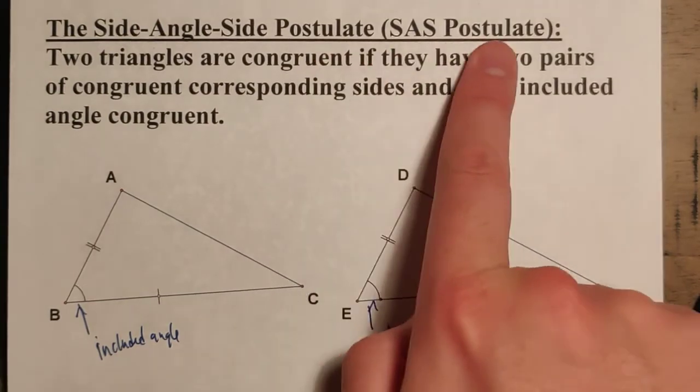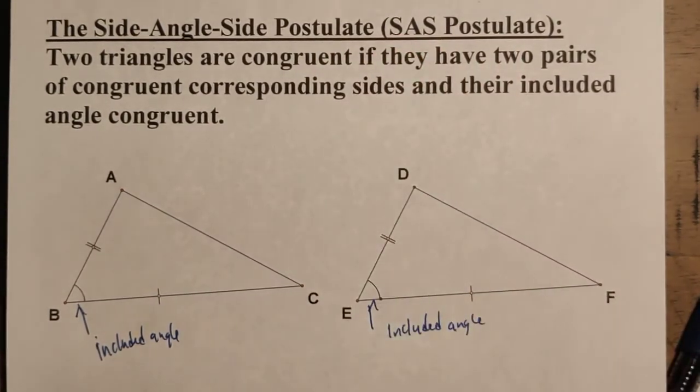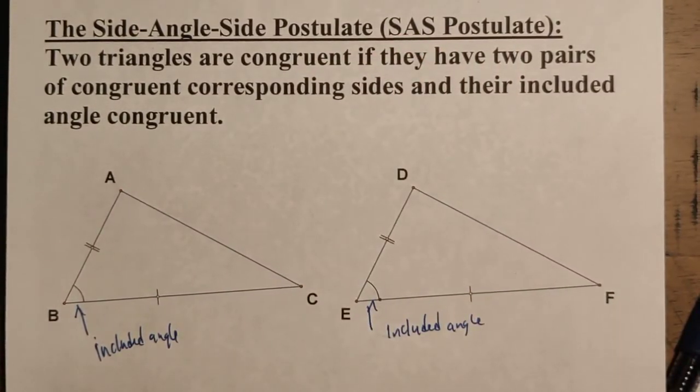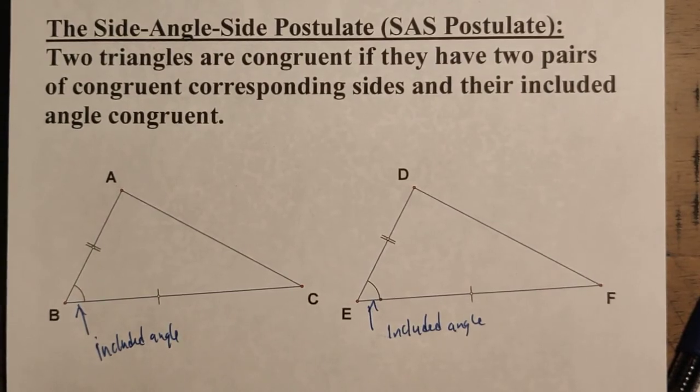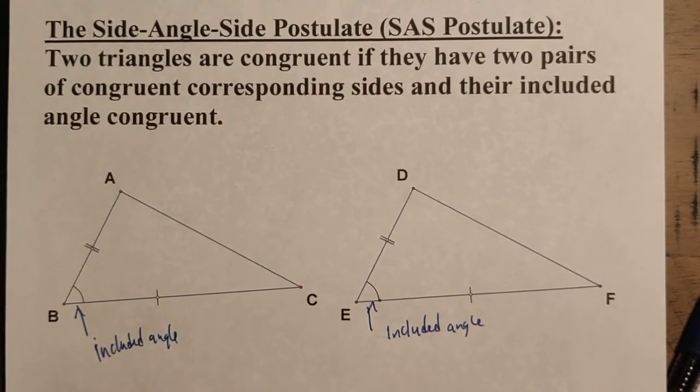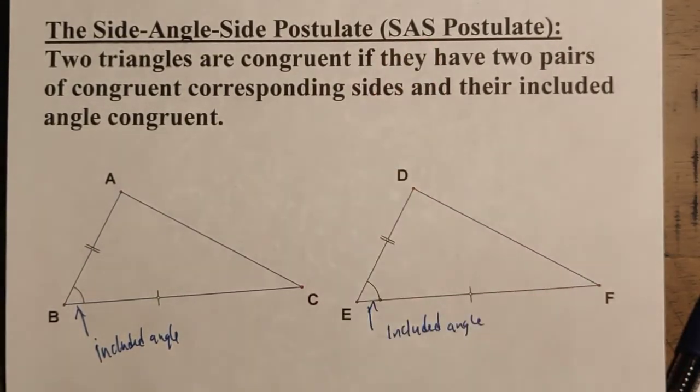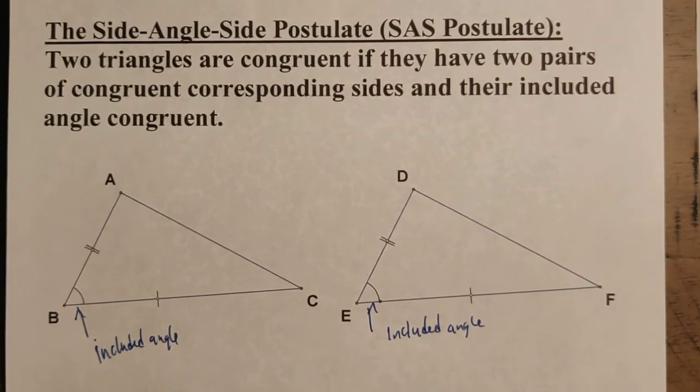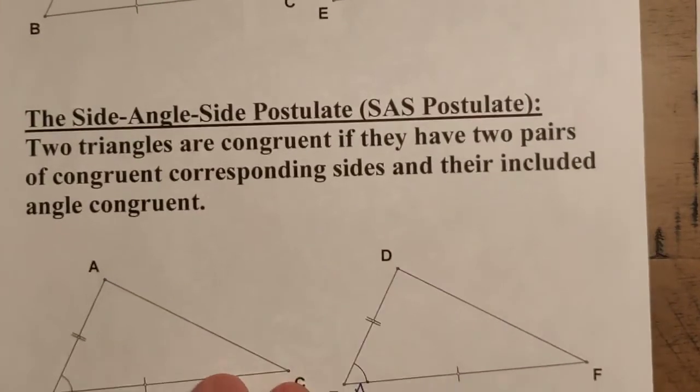So notice how it's side, angle, side here. To represent the fact that the angle is included between the sides, we say side, angle, side. So it's SAS here, okay? So don't rearrange the letters, please. In this situation, side, angle, side refers to the fact that the angle is sandwiched in between the 2 sides here, okay?